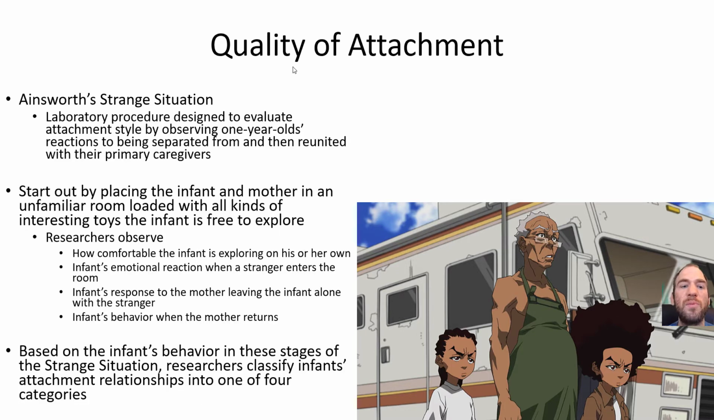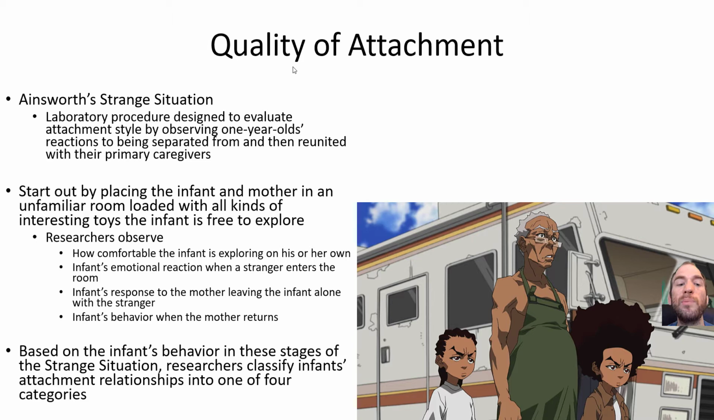So how is attachment measured? Well, the most common way is through the Ainsworth strange situation task. It's a laboratory procedure designed to evaluate attachment styles by observing 1-year-olds' reactions to being separated from and then reunited with their primary caregivers. Researchers start out by placing the infant and mother in an unfamiliar room loaded with all kinds of interesting toys the infant is free to explore.